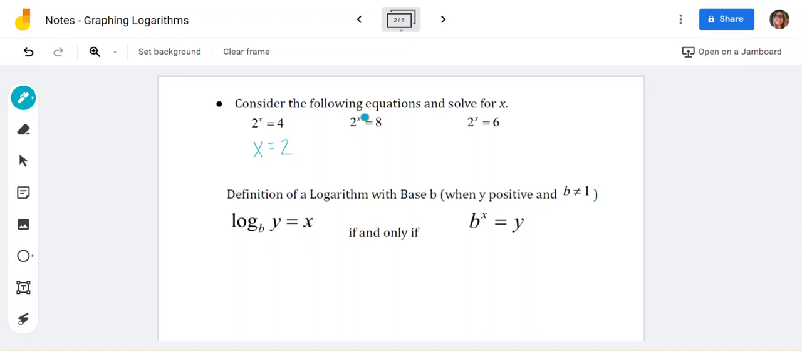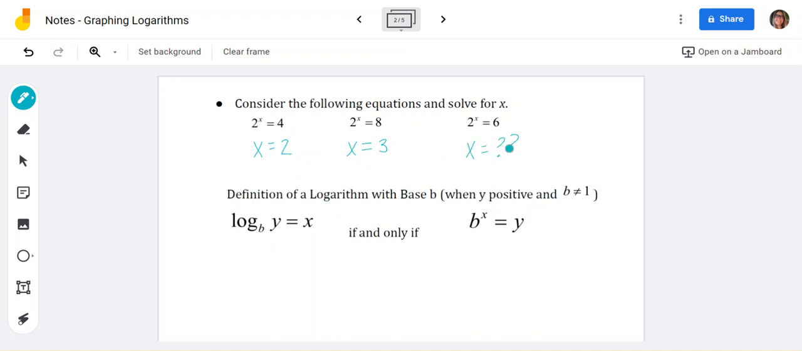2 to the x power equals 8. Well, we know 2 to the third is 8, so x would have to be 3. 2 to the x power equals 6. Well, I don't know what that is. That's not a whole number. It's got to be somewhere between 2 or 3.